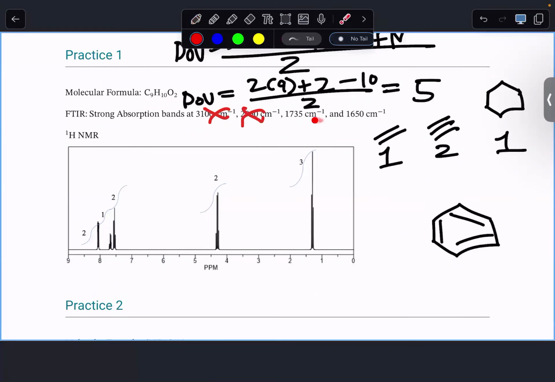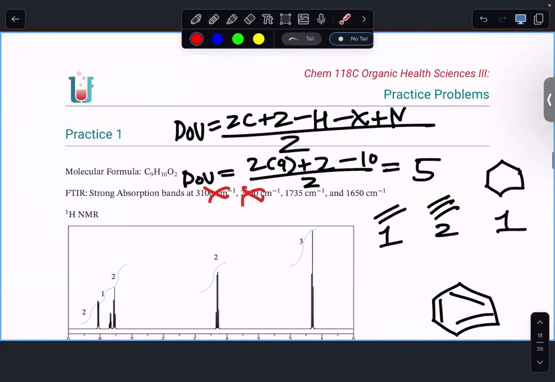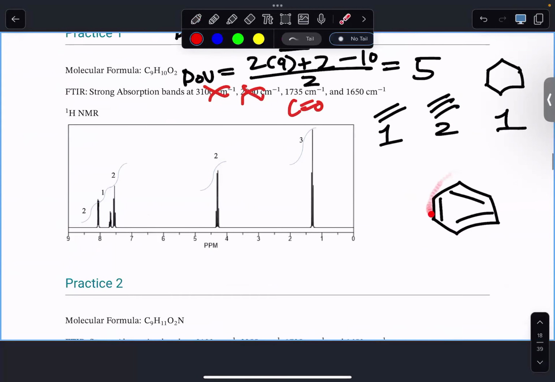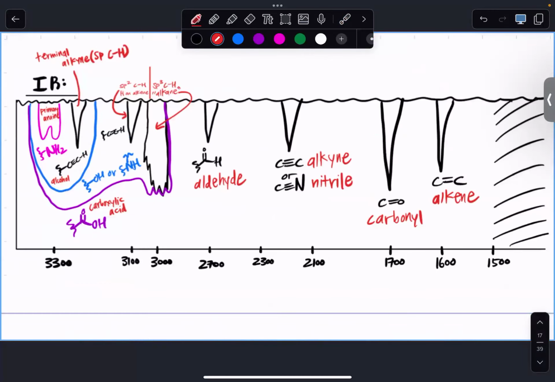How about a sharp peak at 1700? What does a sharp peak at 1700 tell us? Carbonyl, that's right. So that carbonyl is going to account for the missing DOU we have. We already used up 4 DOU, but we have 1 more. And that 1 more DOU is the carbonyl that we have in the IR. And the 1600 sharp peak shows us our alkene.